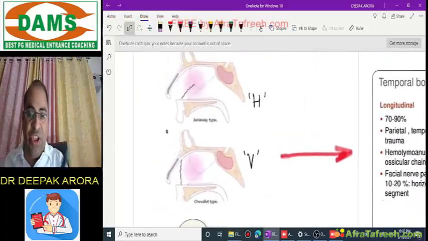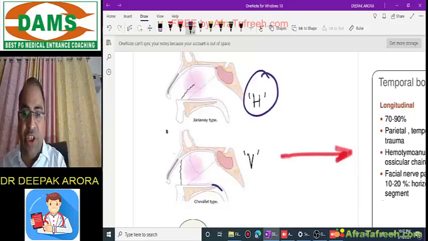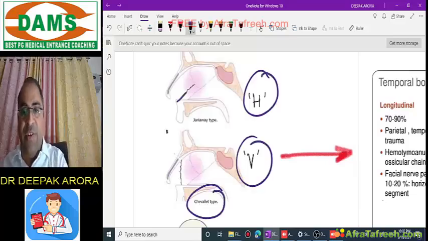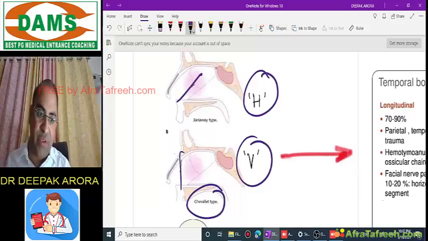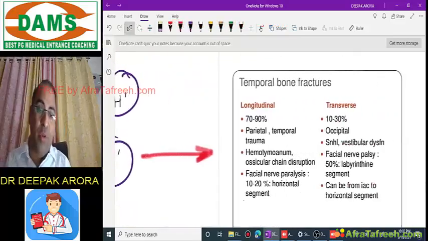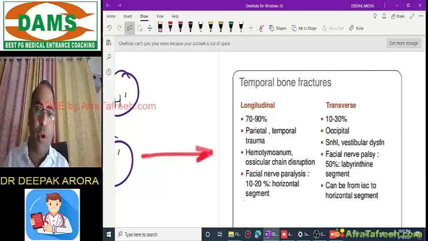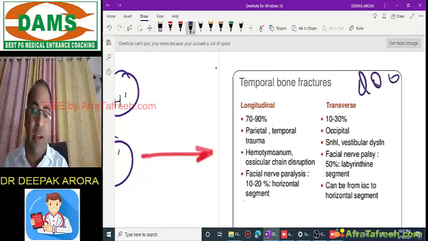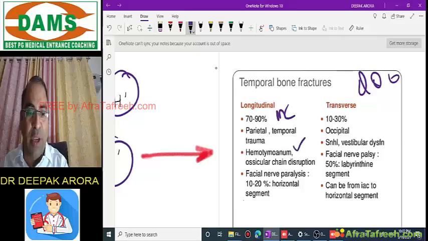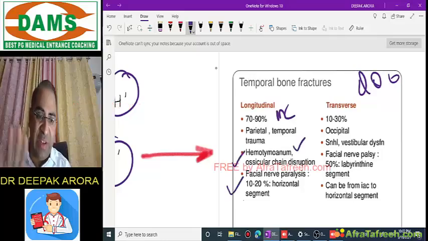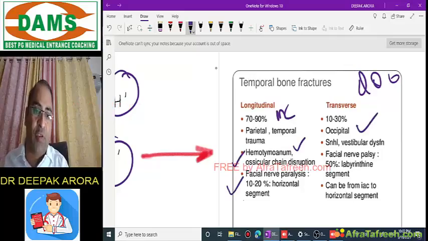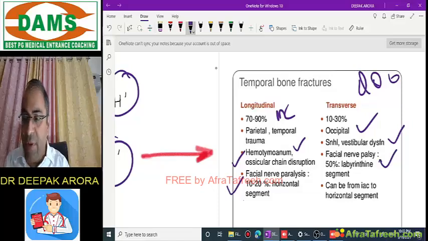Facial fracture, gingival fracture, horizontal fracture, chevalate, vertical fracture, on septum, horizontal, vertical gingival fracture, skull fracture, temporal bone fracture. Very important. So either they will ask you facial fracture or temporal bone. Very important. MCQ will be there. Longitudinal fracture, parietal trauma, they are more common. There is hemotympanum, there is ossicular damage, facial palsy is less. In transverse fracture, occipital trauma, there are vestibular symptoms. Facial palsy more common. Always remember the difference between your temporal bone fractures.